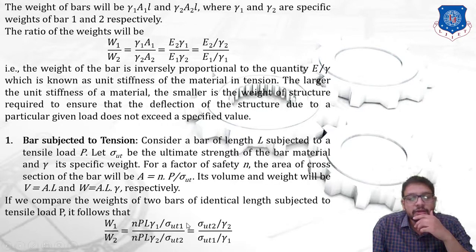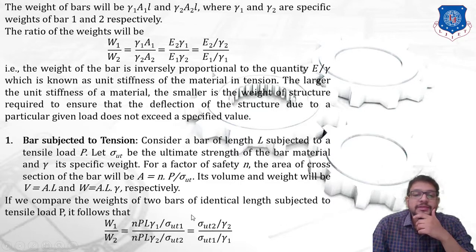In the denominator again you can see it is written sigma ultimate 2 upon gamma 2. So finally the equation will become sigma ultimate 2 upon gamma 2 over sigma ultimate 1 upon gamma 1. Now what does this sigma upon gamma indicate? We know that it indicates the unit stiffness. If we compare this with the equation for Young's modulus, E upon gamma.